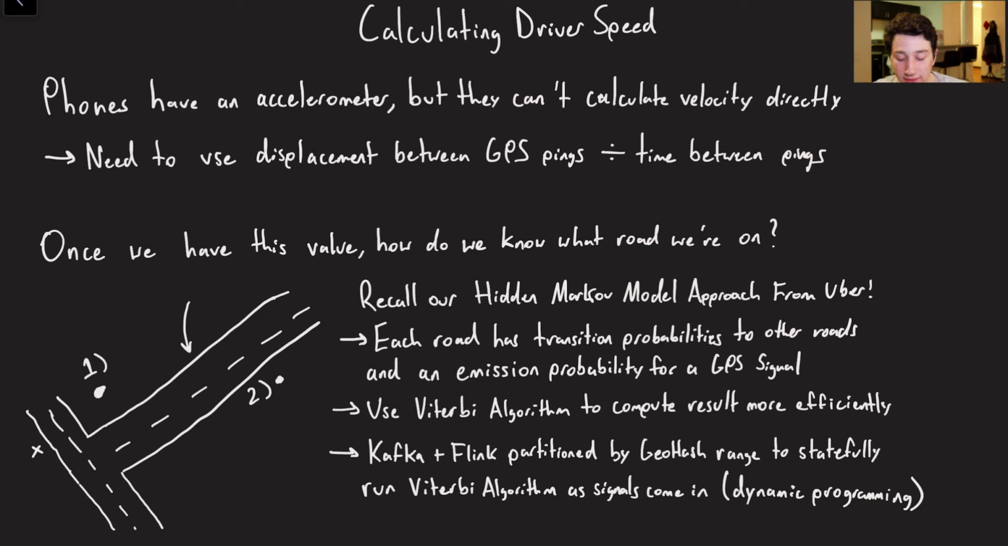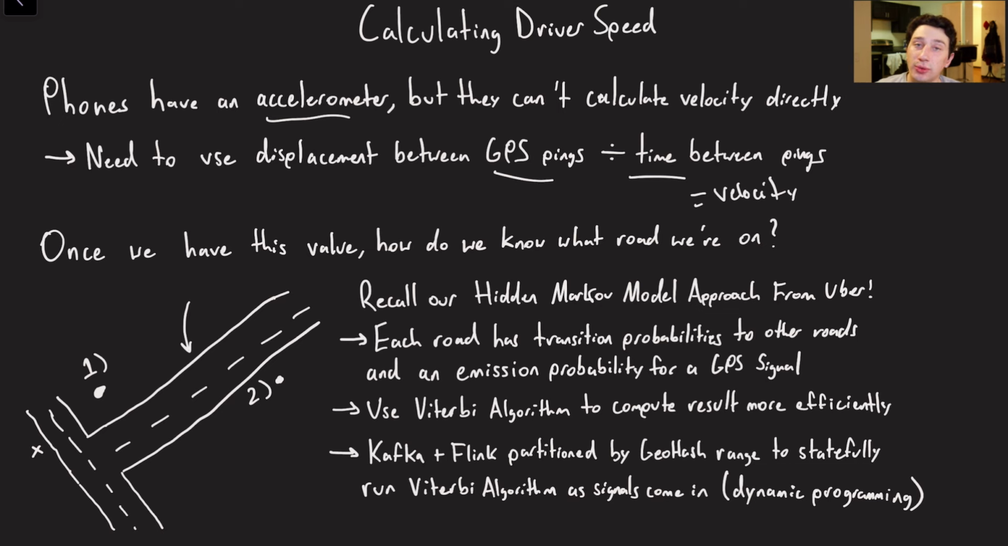Cool. So the first thing is calculating how fast a driver is going. Even though modern phones do tend to have accelerometers, they can't just automatically calculate your speed. You do have to use a couple of GPS signals and get the displacement over time, right? So if I have a GPS ping that gives me a lat long, and also the timestamp associated with that ping, basically what we would do is say distance over time is equal to velocity. And that's how fast our car is actually moving.